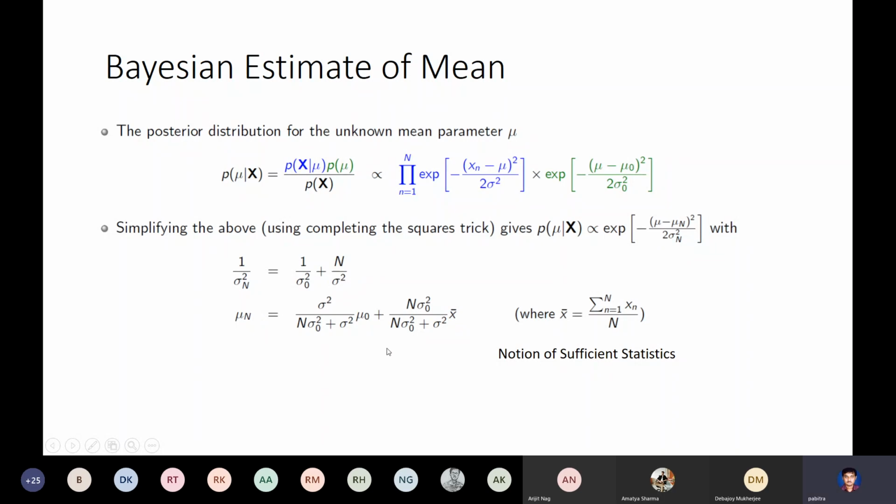One more thing to note is that the posterior is a Gaussian, and the sigma of the Gaussian is not a function of whatever x1 to xn you choose. They don't appear because sigma is fixed, sigma square is fixed. Only n comes into the picture. Xn does not come into the picture in the definition of sigma n. Xn does come into picture in your expression for mu n, but in a particular form. It comes as x bar, which is the average of x1 to xn.